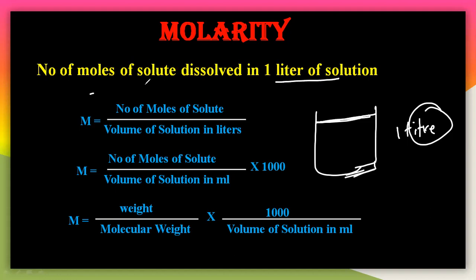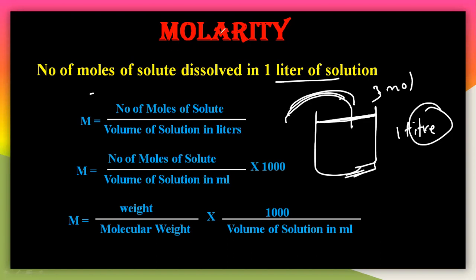Now you are adding the number of moles. So how many are you adding? Let us take that you are adding 3 moles, and the total solution will be 1 liter. So let us understand the molarity of this particular solution. See here, the molarity is very simple. It is the number of moles of solute dissolved in 1 liter of solution.